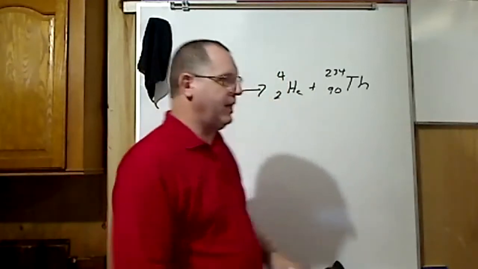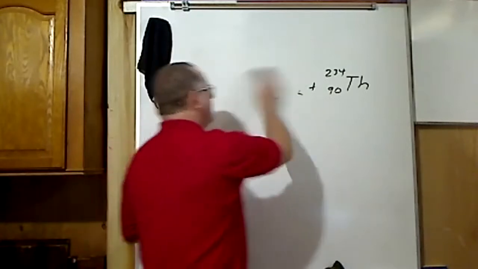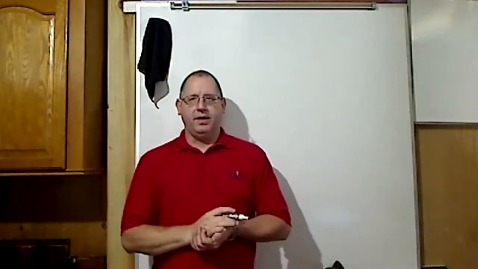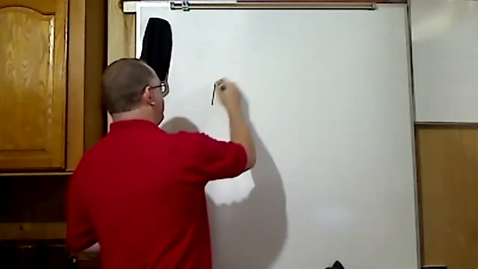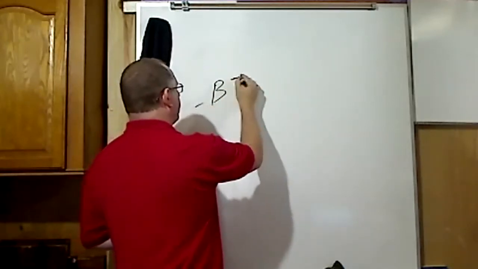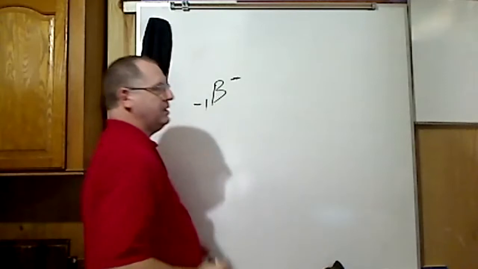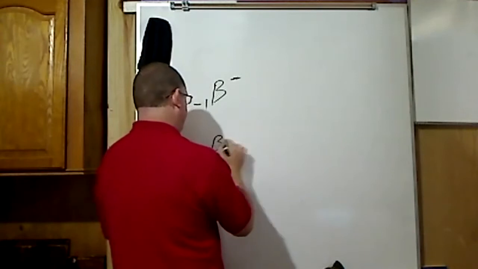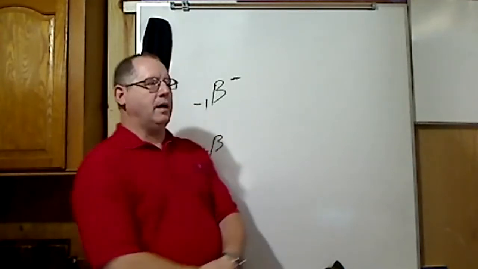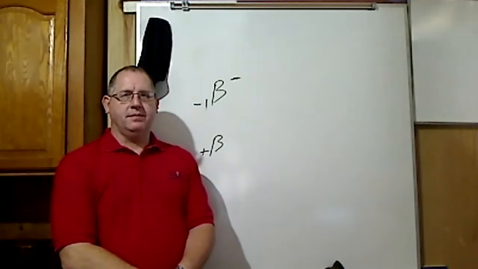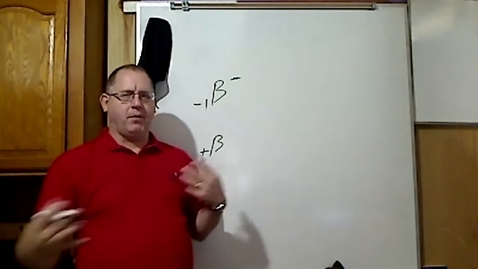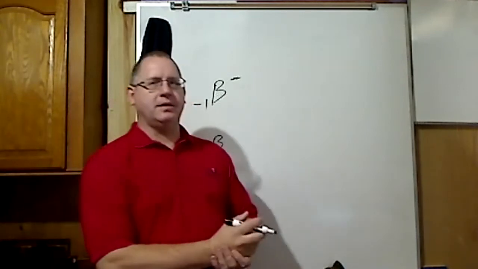Other things that could be involved. Let me introduce a couple other things. We have a beta particle that's negative. Its atomic number is a -1. There is an antiparticle that we call a positron. And a positron is an antiparticle to an electron. If a positron and an electron actually come in contact, they're going to annihilate each other and convert to energy.